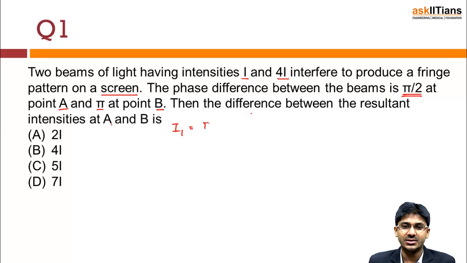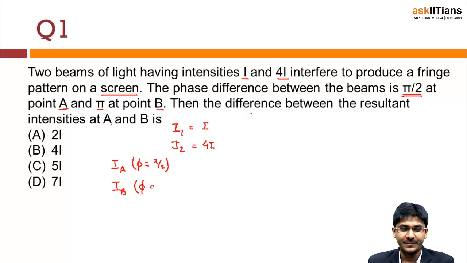Now it is given that the intensity of the first beam is I, and the intensity of the second beam is 4I. These two are interfering and produce a fringe pattern on a screen. The phase difference phi is pi by 2 at point A, and it is given that at point B the phase difference phi is pi.